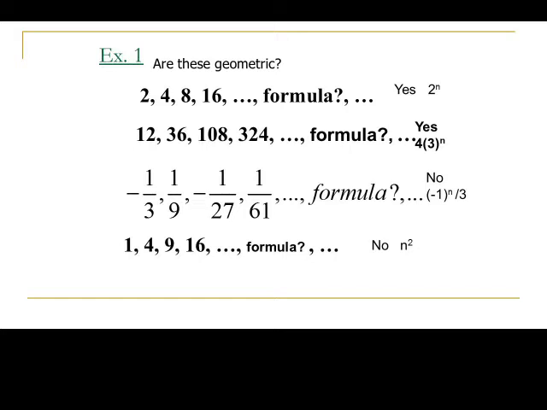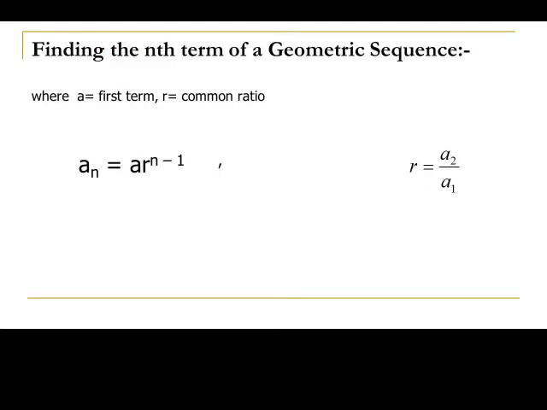Now the third example in which the first term is minus 1 by 3, second term is 1 by 9 and third term is minus 1 by 27. This is not a GP. GP means geometric progression. Now the next example, here the first term is 1, second term is 4 and third term is 9. So here we can see the common ratio is not the same. So this is not an example of GP.